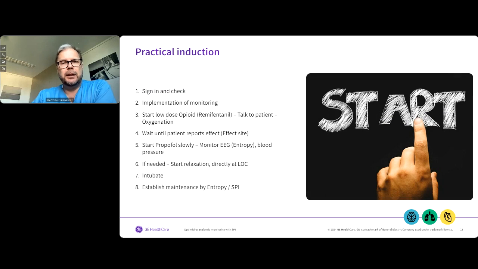Just a clinical hint, how can we start that? With regard to a TIVA, using remifentanil and propofol, I always suggest to use a low dose remifentanil in place until the patient reports the effect of the remifentanil, and we really start propofol slowly, slow enough to have the blood pressure in the right range and avoid hypotension, and monitor the patient, start the relaxation, intubate. I will show you later a case where we see that this is really a tricky task.